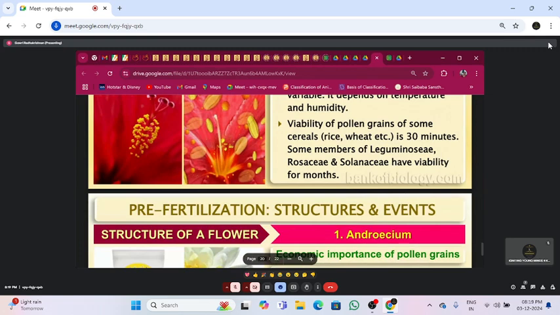Some members of Leguminosae, Rosaceae, and Solanaceae have viability for months.